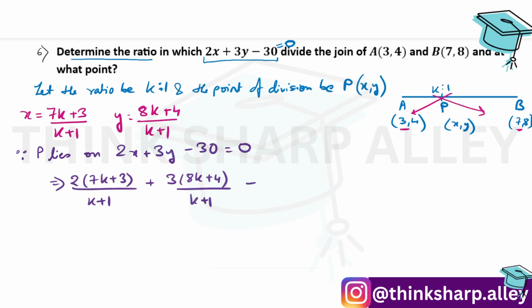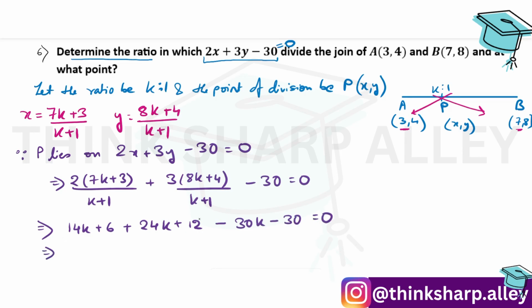We solve this linear equation to get the value of k. So simply the LCM is k plus 1, which I'll multiply with each and every term, and we get 30k minus 30 equal to 0. So adding all the k terms we have 8k, adding all the constant terms we have minus 12 equal to 0. So that gives me k equals 12 by 8.